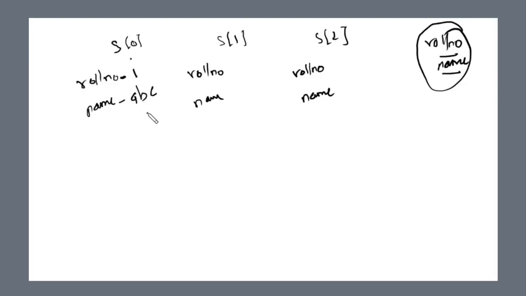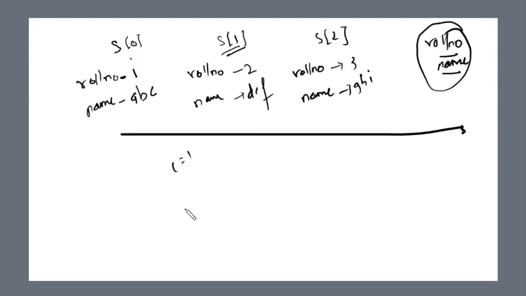So the values of roll number and name that I have entered for s of 0 have got stored over here. When the loop iterates the next time, the value of I gets incremented and becomes 1, so s of I will be s of 1. Whatever value I am giving for s of 1 dot roll number and s of 1 dot name will get stored over here, that is DEF. And the next time when the loop executes, the value that I have entered will come over here, like GHI. So this is how the values got stored. So when I display, what happened?